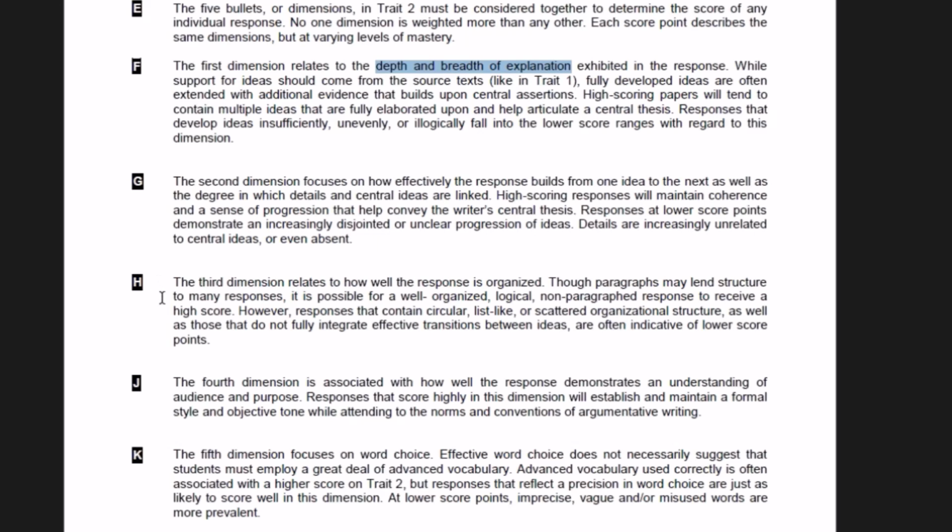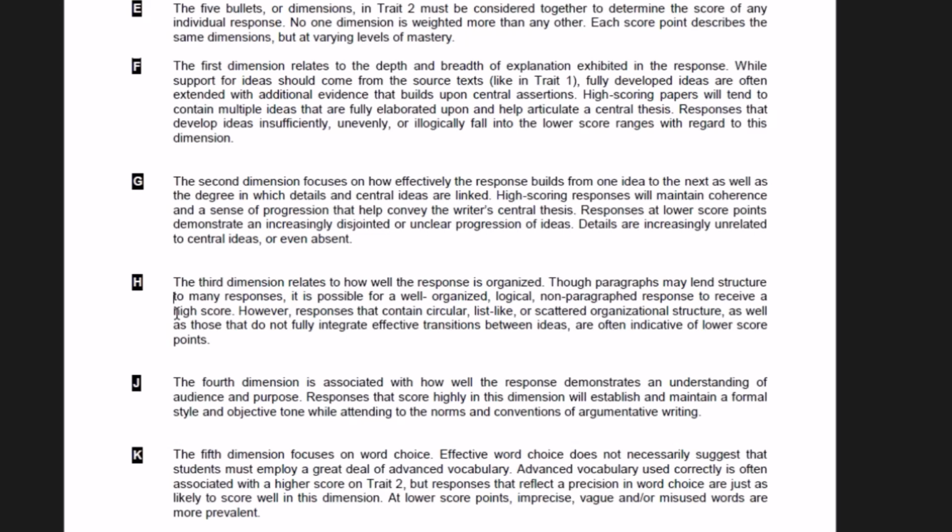Letter H, the third dimension relates to how well the response is organized. Though paragraphs may lend structure to many responses, it is possible for a well organized, logical, non-paragraphed response to receive a high score. So they're basically saying that if you decided to only write one big paragraph, there's a chance that you could get a high score.